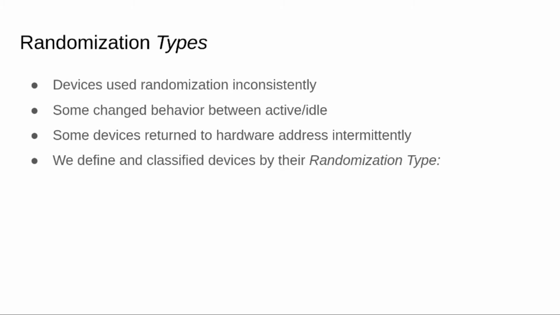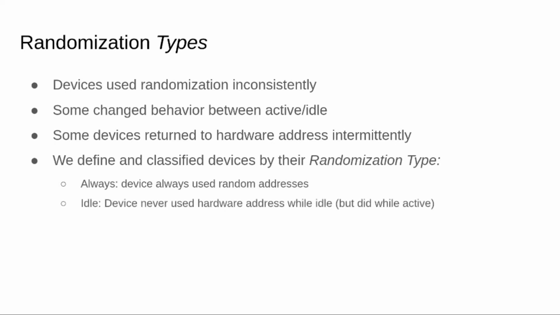And so we have sort of four broad classification bins that we invented. The first one is always, where devices consistently use their random address all the time. Second is idle, where you have consistent random addresses, but only while the device is left alone. So if you use it, it will at least some of the time start using the hardware address.